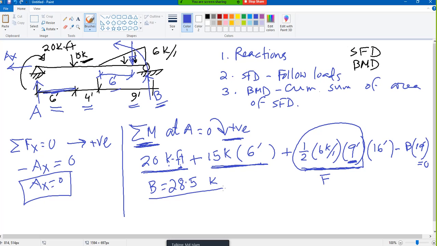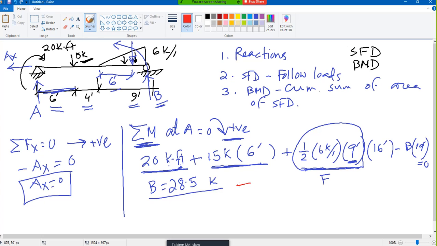But still, I will check the calculation again, because to me it should be larger. Okay, so 20 plus 15 times 6 plus 9. I think I forgot the 16 when I calculated. Divided by 19. No, I did it right. So we got 28.9. Okay, next we need to find our A.